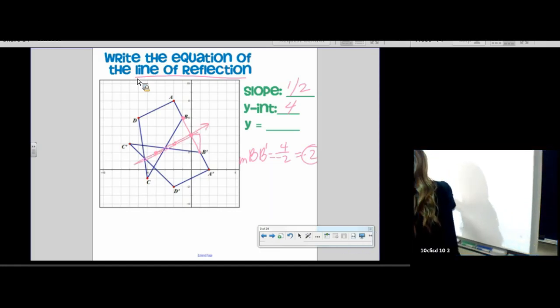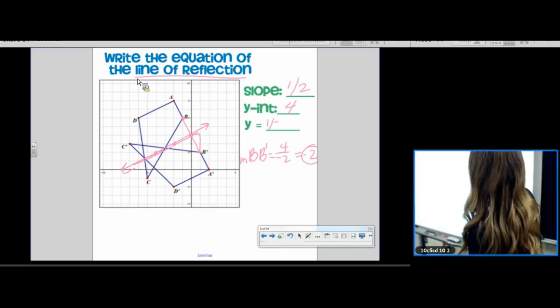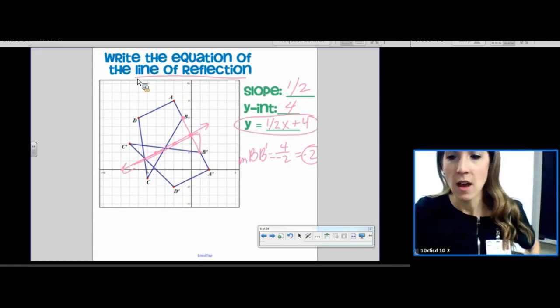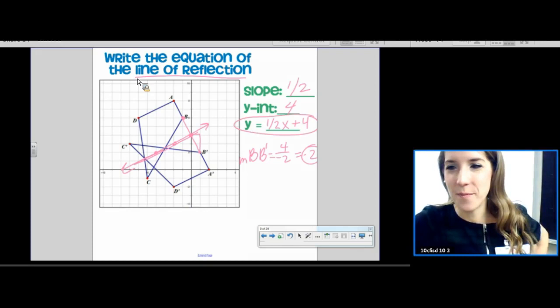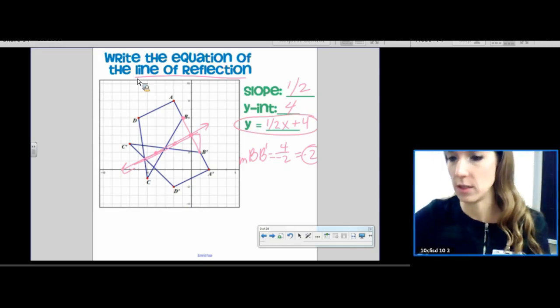And super easy. Once we know the slope and the y-intercept, y equals mx plus b. Writing the equation of the line is easy. I will make sure that your lines of reflection always have an integer y-intercept, so it'll be nice.